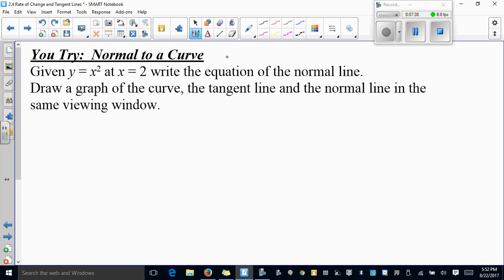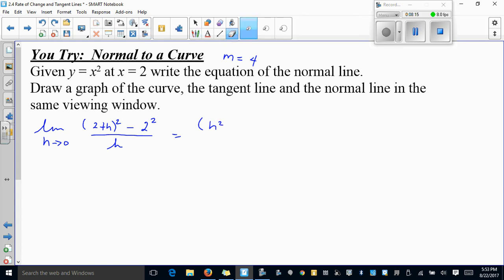So again, we're going to do the limit as h approaches 0 of 2 plus h squared minus 2 squared all over h. Remember, it's f of a plus h minus f of a. So this gives us h squared. I don't need the parentheses. This gives us h squared plus 4h plus 4 minus 2 squared, which is 4, all over h.